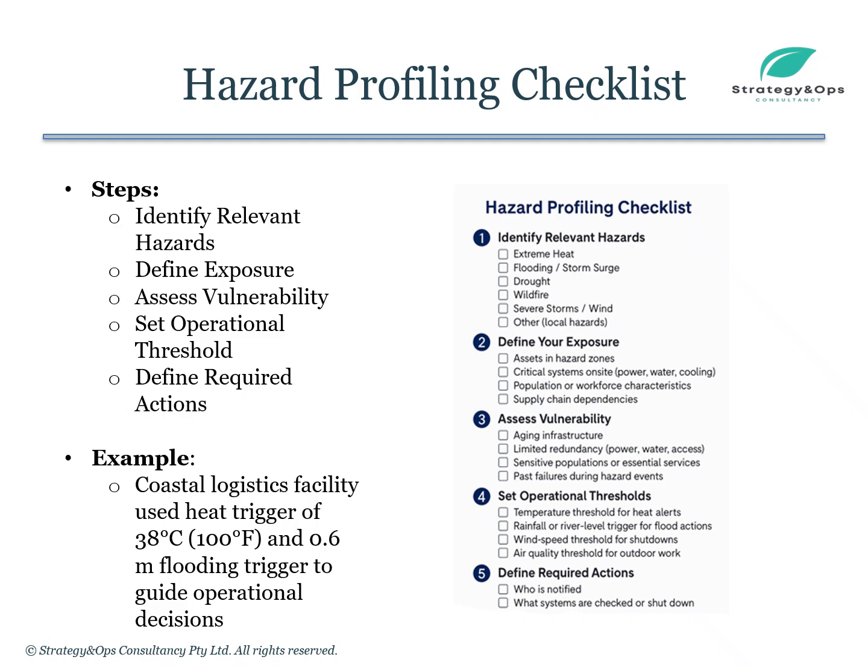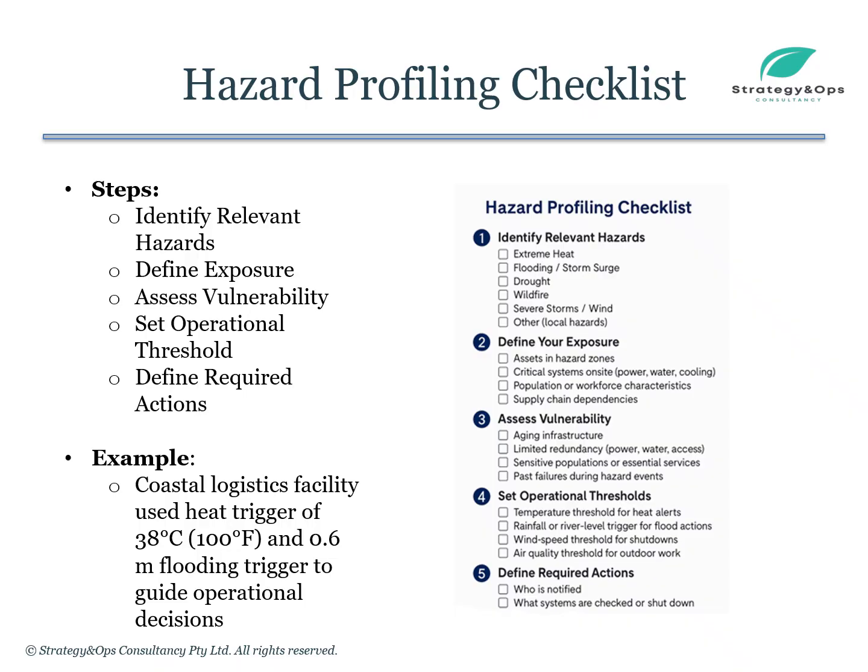Step 4. Set operational thresholds. This is where the assessment becomes practical. Define the thresholds that require action. For example, heat index greater than 38 degrees Celsius triggers modified work hours. 150 millimeters of rainfall in 24 hours triggers facility flood checks. Fire danger index, extreme, triggers shutdown of outdoor operations. Clear thresholds reduce uncertainty and create predictable decision points.